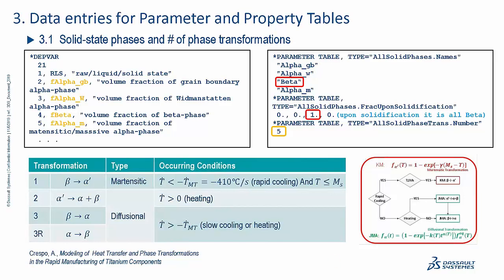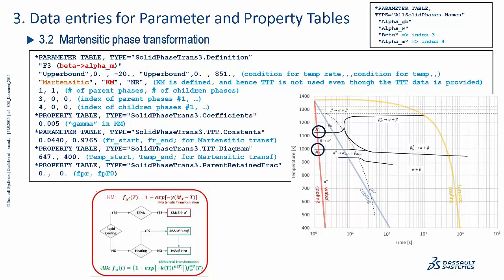Okay, now back to Ti-6Al-4V. After the solidification, the subsequent thermal history will lead to 5 possible phase transformations, like the 5 given here. They include 1 martensitic transformation and 4 diffusional transformations. Similar to the data entries provided here using a parameter table, we can define the phase transformations by using another 5 parameter tables. For example, for the martensitic phase transformation from beta to alpha M, or alpha prime, we can use the pre-calibrated coefficients. It is the Kn method of input as defined here. Or we can calibrate the coefficient on the fly using data from the TTT diagram as defined here. So which method to use will depend on what we define here, Kn or TTT.